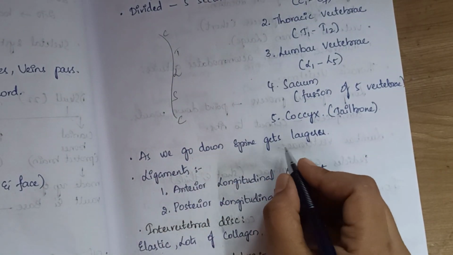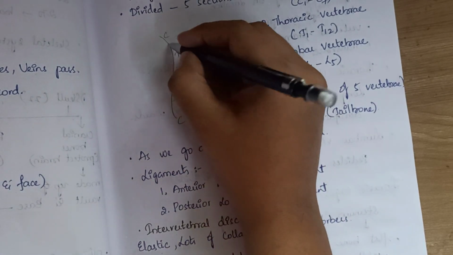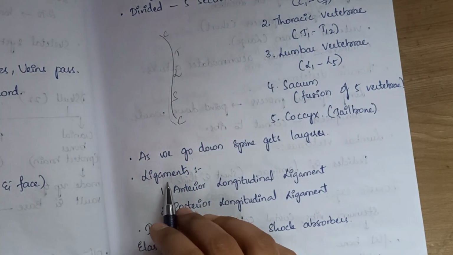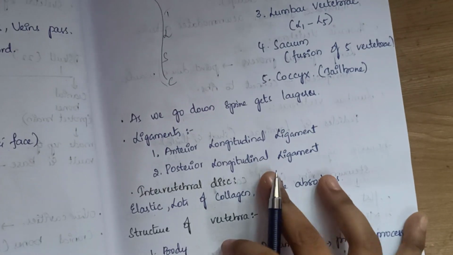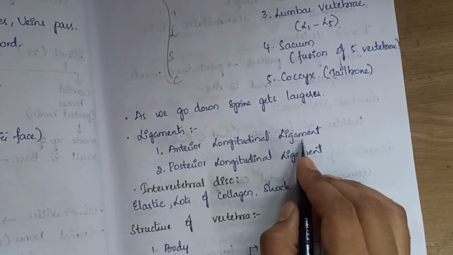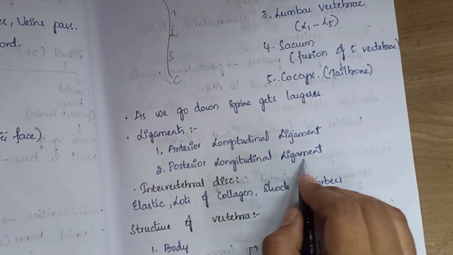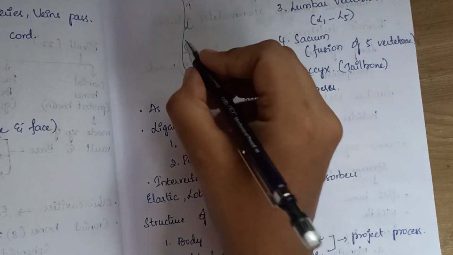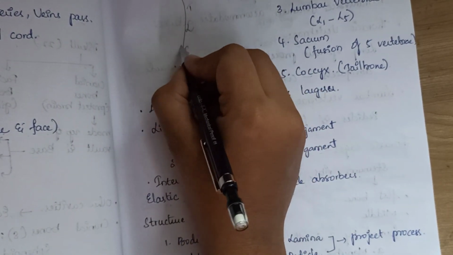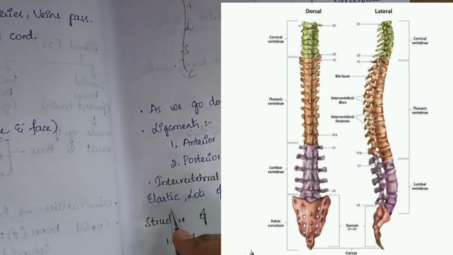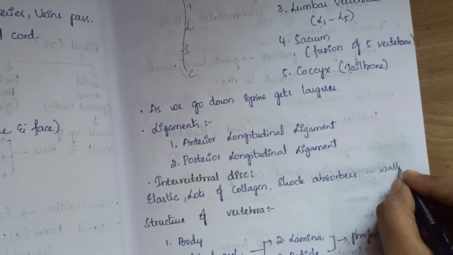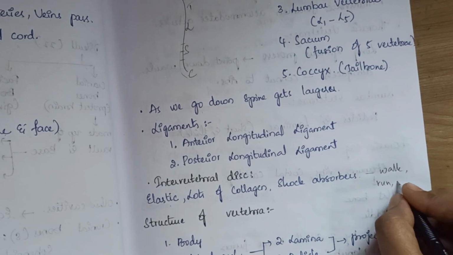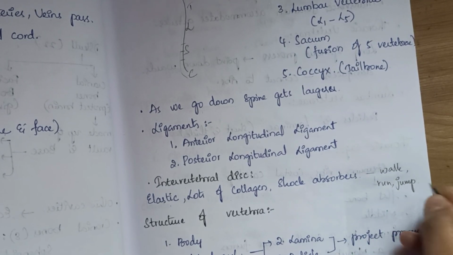As we go down, the spine gets larger, from thin to large, and the ligaments that hold the spine tightly are called the anterior longitudinal ligament and posterior longitudinal ligament. And there are intervertebral discs in between the vertebrae. Those are made up of elastic tissue and lots of collagen, which absorb shock while we walk, run, or jump.